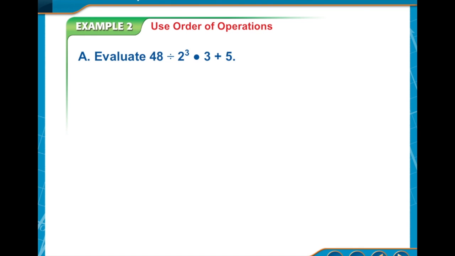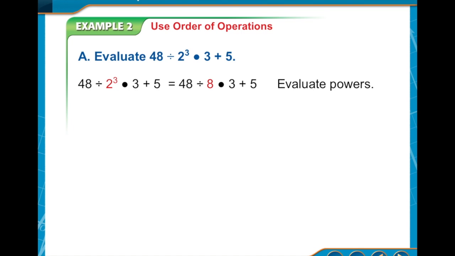So I would replace 2 to the 3rd with what that is equal to. 2 to the 3rd power is 2 times 2 times 2, which I know is 8. So we evaluated all the powers. We get this expression now. Now we can do any multiplying or dividing that we need. Since we finished the P and the E in PEMDAS, now we're at the M and the D. So let's multiply or divide. So we can divide 48 by 8 and also multiply by 3.